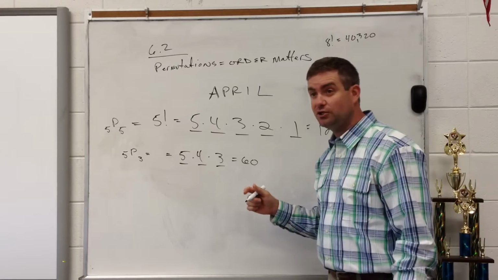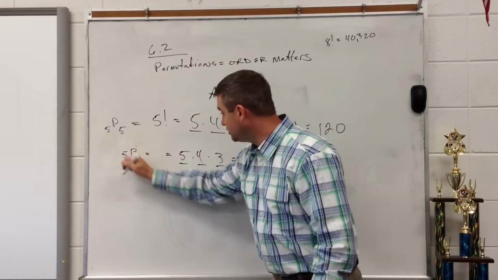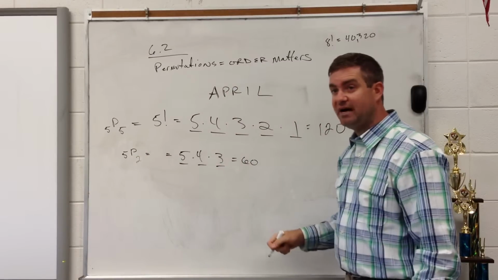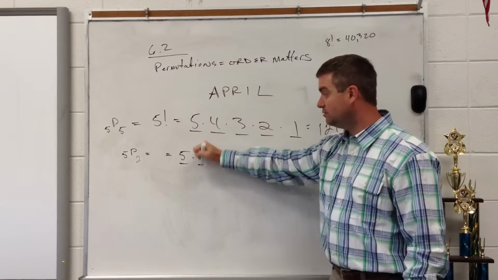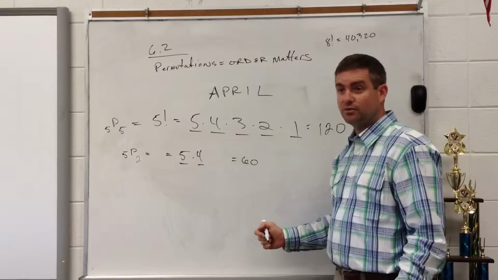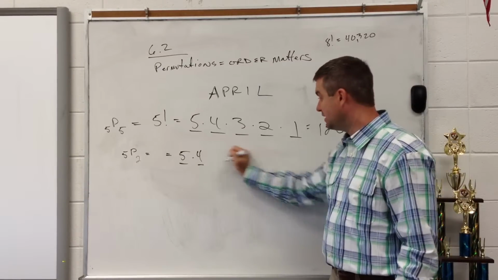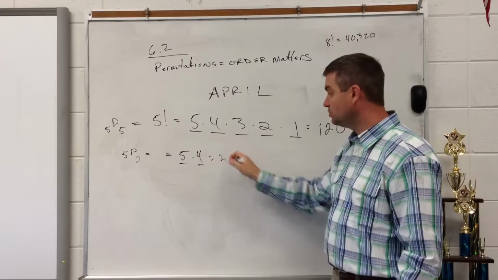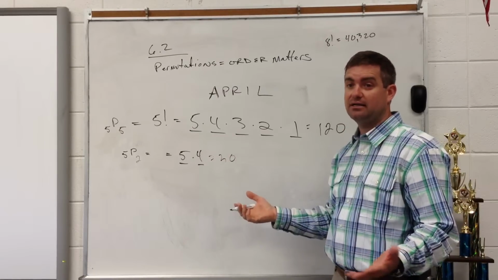What would 5 choose 2 be? Well, the notation would be a 2 right there, and what would 5 choose 2 be? Just do 2 blanks. 5 times 4, and the answer would be how much? 20. Piece of cake. Okay, 5 choose 2. There's only 20 variations of that.